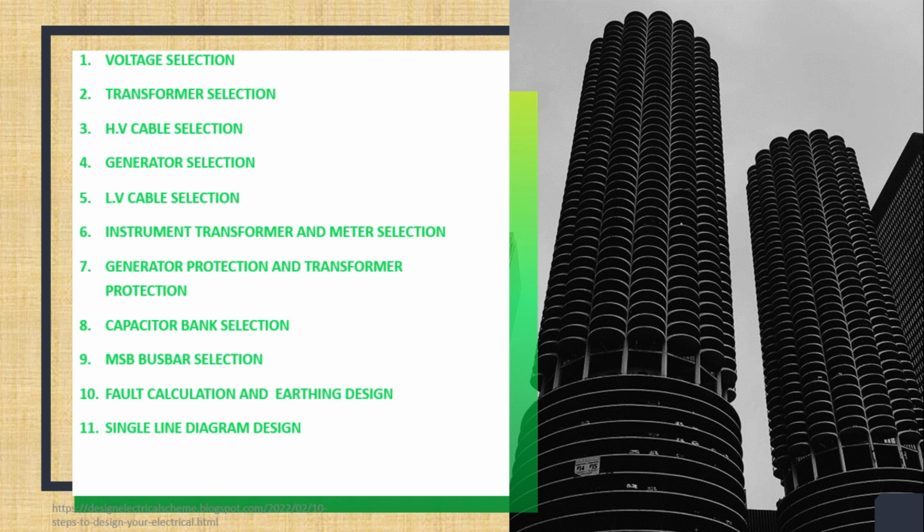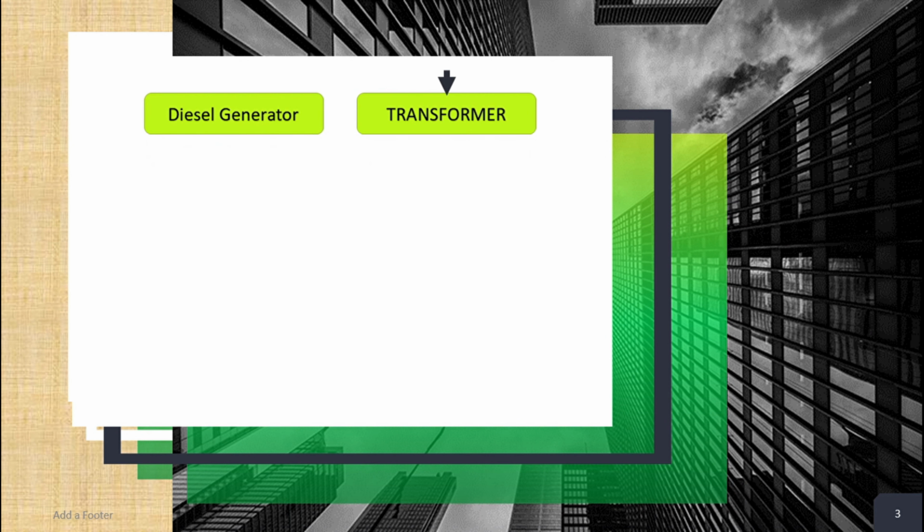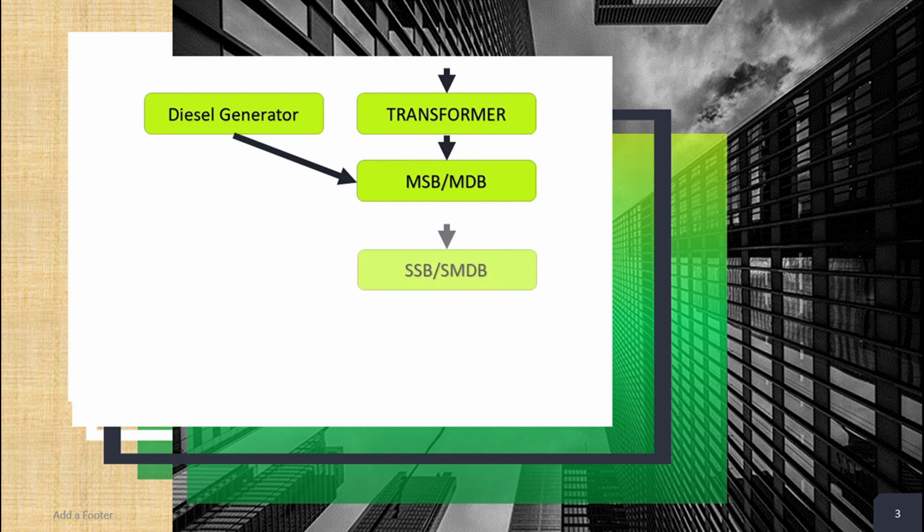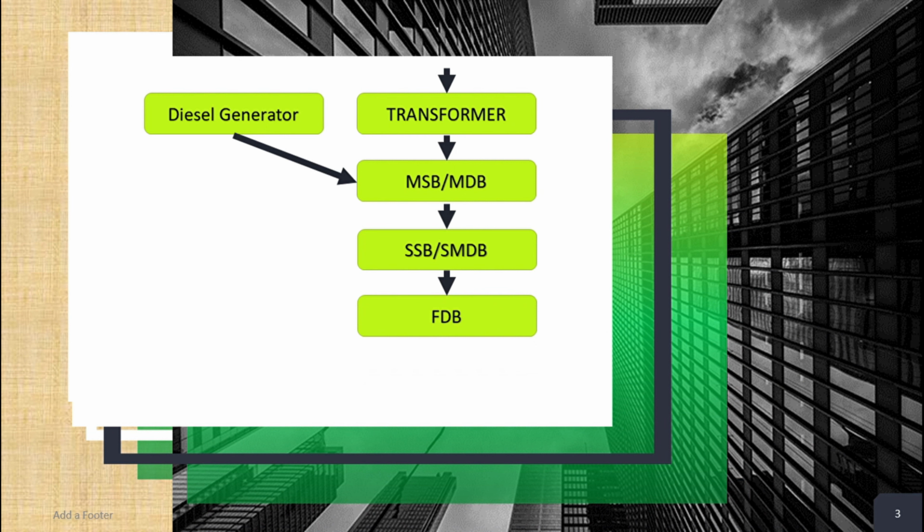In electrical design, we have to take a few elements into our consideration in the downstream of the supply. From the transformer and diesel generator, the supply goes to MSB or MDB. From the MSB, the supply goes to SSB or SMDB. And from there, the supply goes to the final DB, FDB. And finally, the supply goes to the electrical points, which are outlets like switches, sockets, lights, other machineries, electrical appliances, etc.